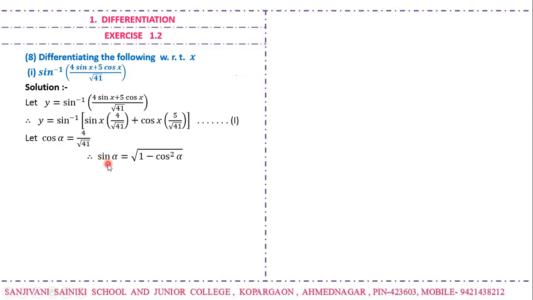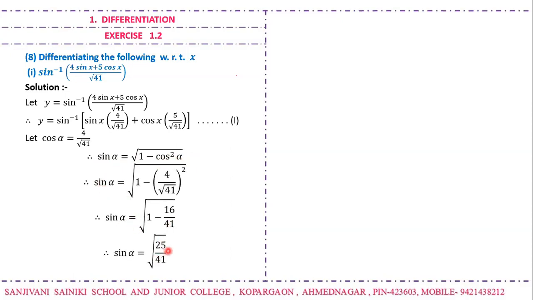So how to obtain the sin alpha? We can obtain the sin alpha by using the identity sin square alpha plus cos square alpha is equal to 1. So sin alpha is equal to square root of 1 minus cos square alpha. Using that identity, you can find the sin alpha, which comes out to be 5 upon root 41.